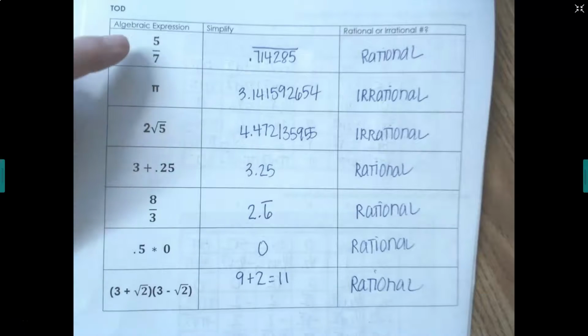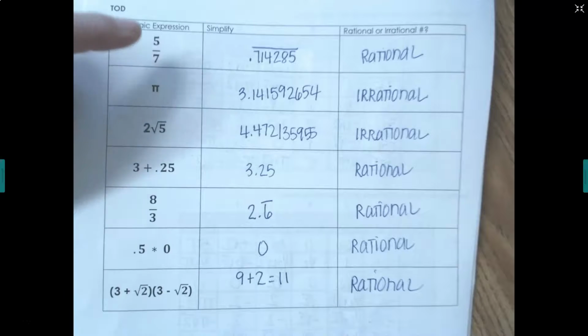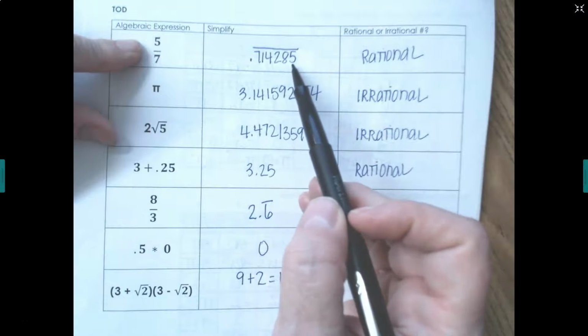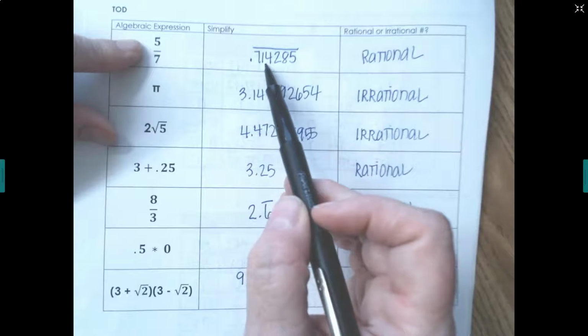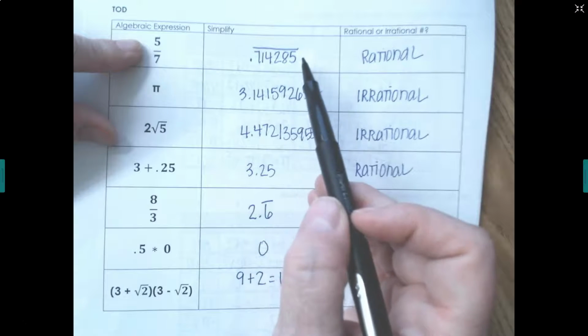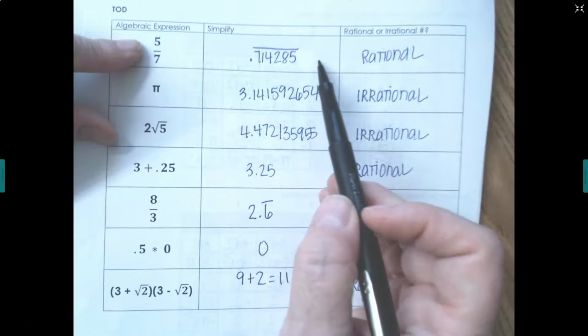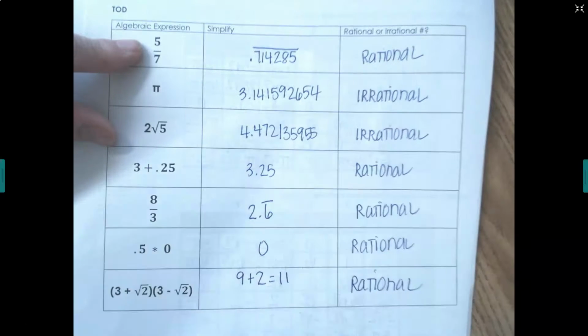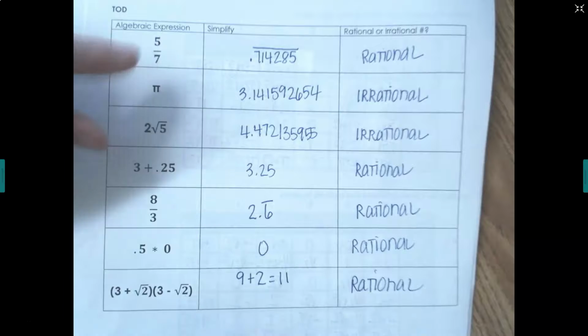All right, so 5/7 is a proper fraction, and it actually has a really long repeat cycle, 0.714285, and then it again is 714285, 7. So this is a repeating decimal, which makes it rational.